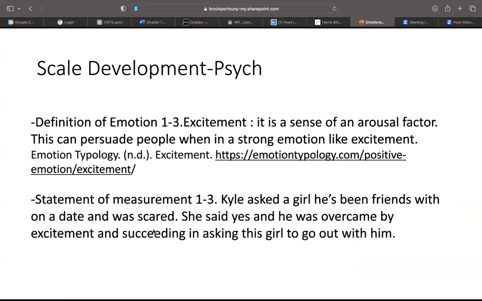So for the psych approach, the definition we pulled out was excitement is a sense of an arousal factor. This can persuade people when in a strong emotion like excitement. And one of the statements we used to measure: Kyle asked a girl he's been friends with on a date and he was scared. She said yes, and he was overcome by excitement in succeeding in asking this girl to go out with him.